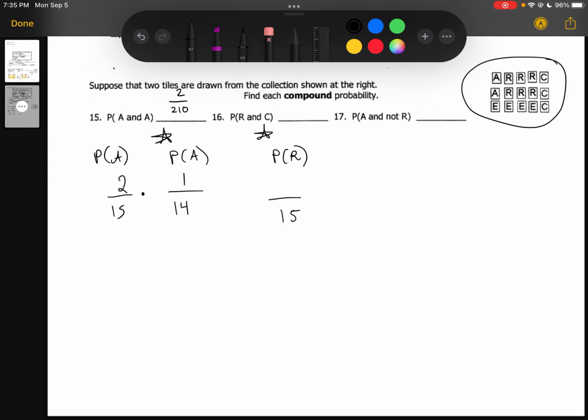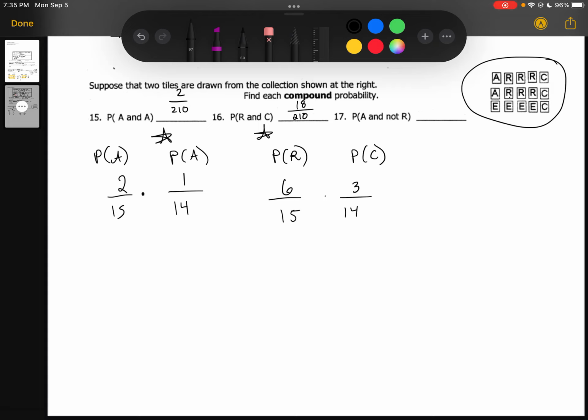And same thing, so probability of R. So we have 15 tiles total. Of those tiles, we have 1, 2, 3, 4, 5, 6 R's. We use one of the R's, so we're down to 14 tiles total. And now we're looking for a C. So because our first pick was an R, we still have all of our C's left. We still have 3 of those C's left. So here we're happy. 18 on top, 6 times 3. 15 times 14, or 210 on the bottom for that answer.